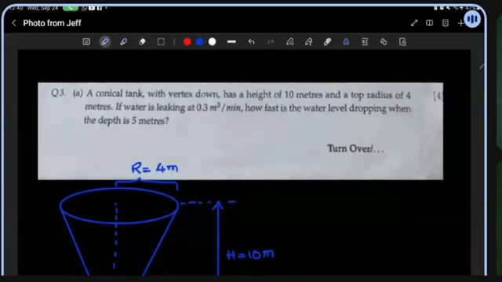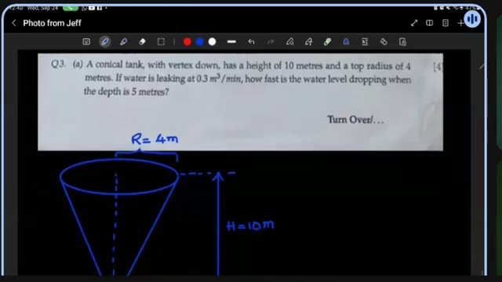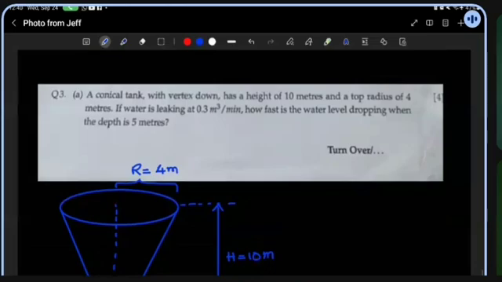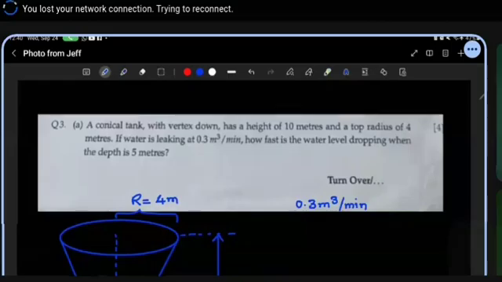If water is leaking at 0.3 meter cubic per minute, this is the first hint that you have. This tells you the expression you need to concentrate on. When I look at this, this is volume, based on the unit there, meter cubic. This is volume per minute. So volume was differentiated with respect to time. What this implies is that I need to get the expression for the volume of a cone.